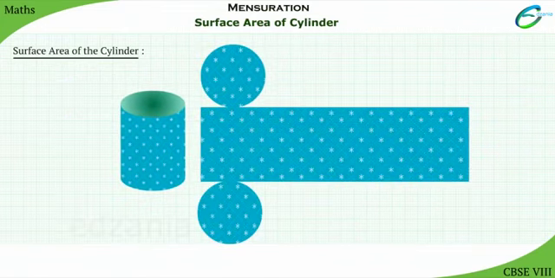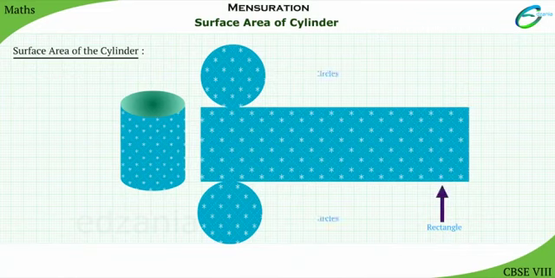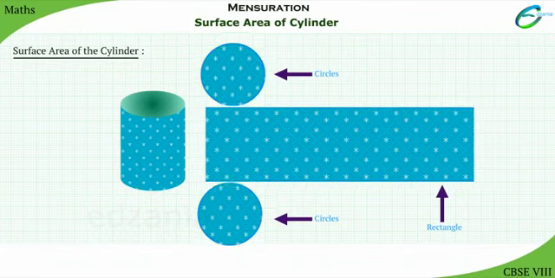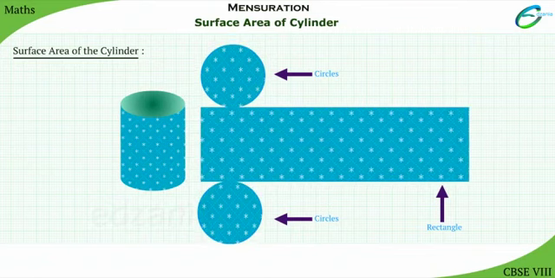To wrap the can, we need two circles and a rectangle. So to find the amount of gift paper used to wrap the can, we need to find its area, which is the sum of the areas of the rectangle and the two circles. This area is called the total surface area of the cylinder. Here, note that the breadth of the rectangle is the same as the circumference of the two circles. Therefore, we can say that a cylinder can be divided into three parts, that is, two circles and a rectangle.